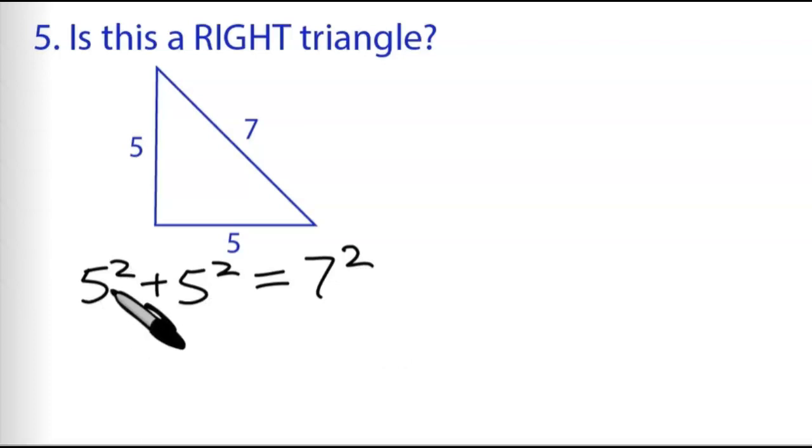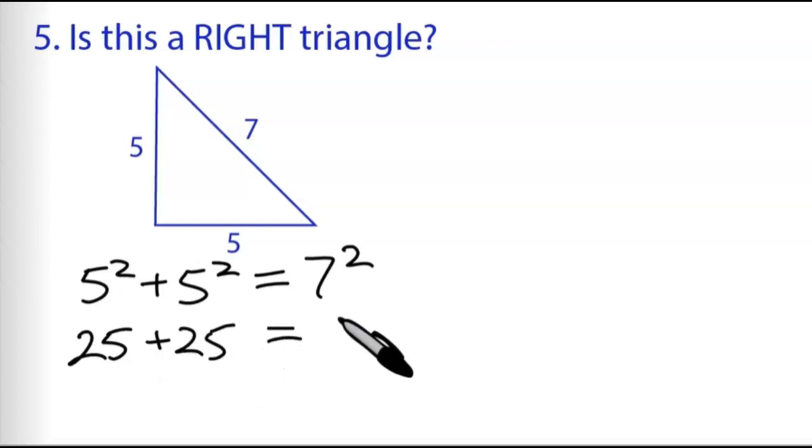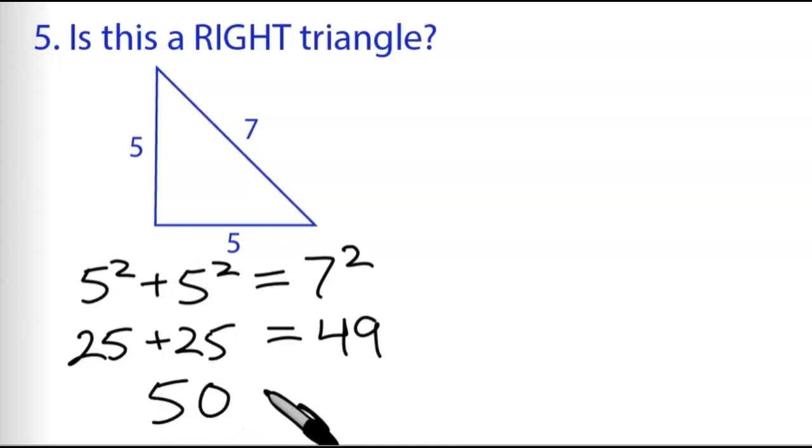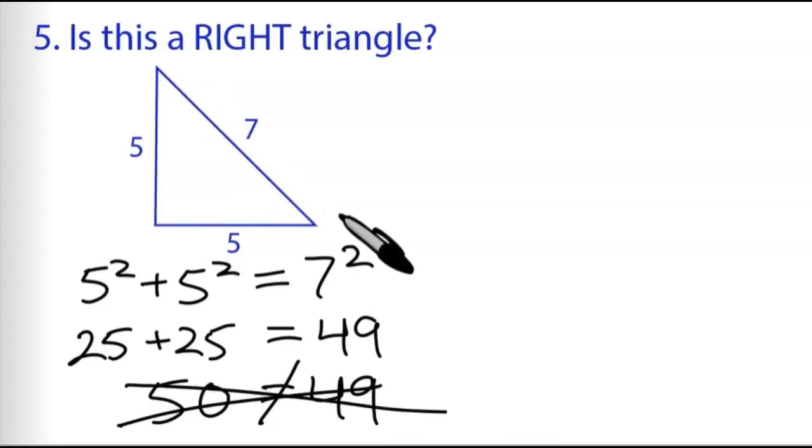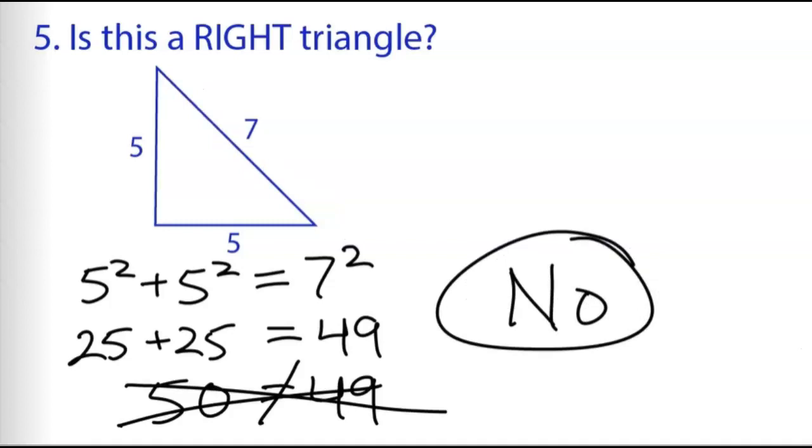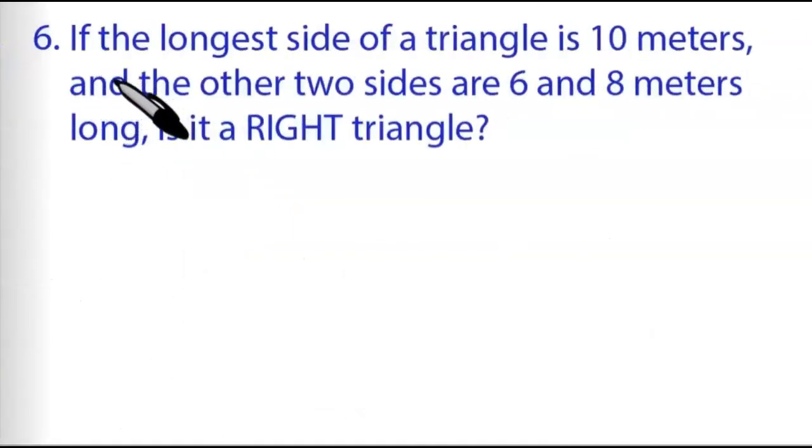So let's do the squaring, right? So 5 squared is 25. 25 plus 25 equals, and then 7 squared is 49. So we have 25 plus 25 equals 49. 25 plus 25 is 50. So we have 50 equals 49, and that is not true. So this is not a right triangle. We write no.